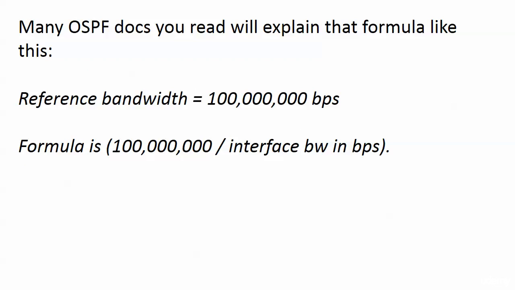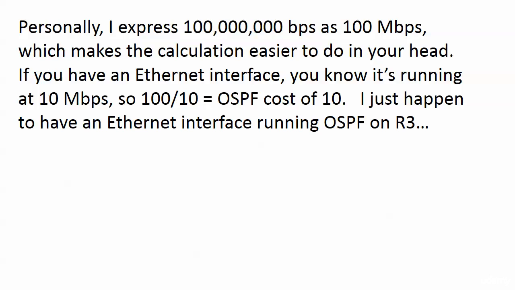I personally like to express it a little bit differently. Use whichever one you're more comfortable with. I like to just say 100 meg instead of 100 million BPS, because I have found over the years that makes the calculation a lot easier to do without writing anything down. And if you have an Ethernet interface, let's say, you know that's running at 10 meg. So 100 divided by 10 gives you your OSPF cost of 10. And that's why I have an Ethernet interface here, so I can prove that.